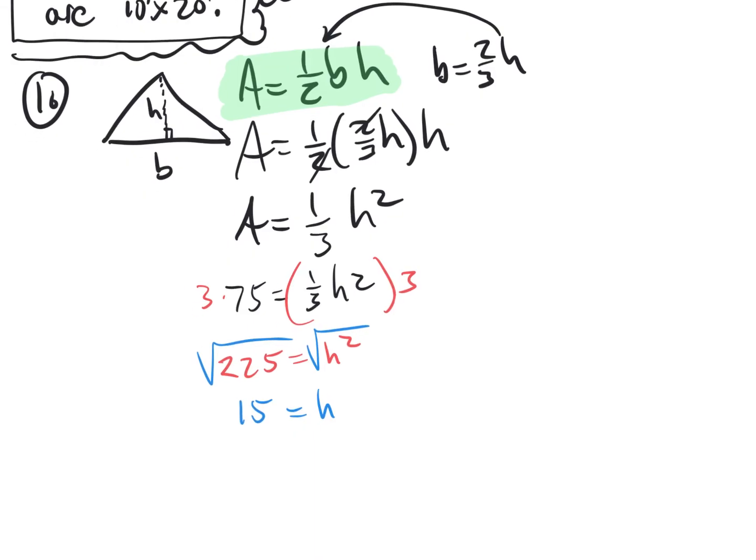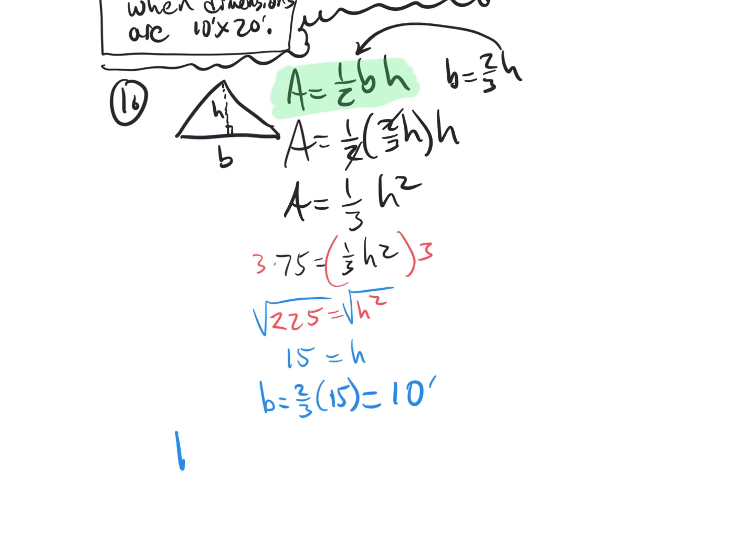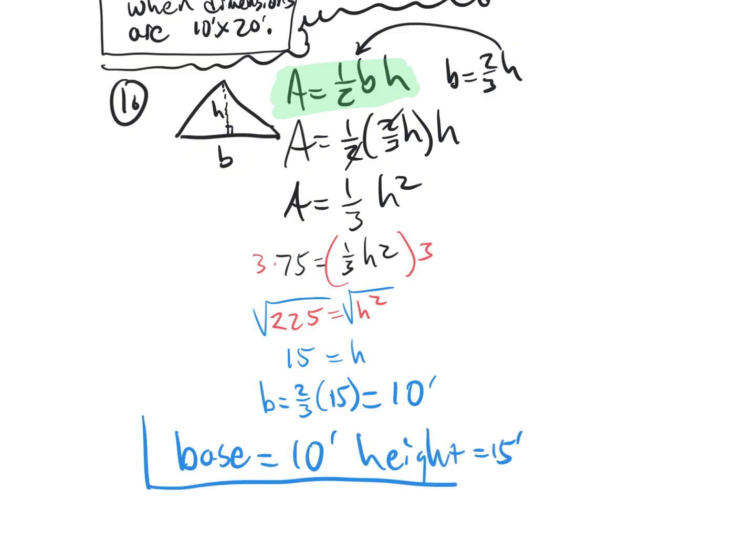And we can come up here using it. We know the base is 2/3 of 15, which is, 1/3 of 15 is 5, and so that's going to be 10 feet. So the base is 10 feet and the height is 15 feet. There you have it. All right, and that's it.